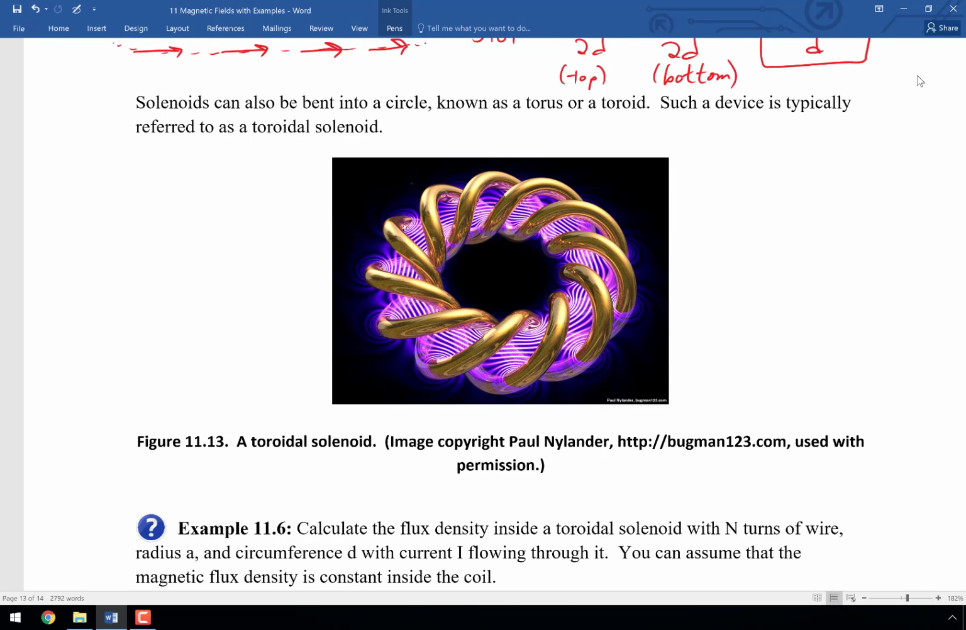Last thing for today, we can wrap the solenoid so that it bends back onto itself, makes kind of a donut. And that's known as a torus. Next time you're eating a donut, you think, oh yeah, this is a pretty good torus. Or a toroid. When we have a solenoid that's bent in the shape of a toroid, we often refer to it as a toroidal solenoid. So if you really want to impress your friends, you can just say, oh, I studied toroidal solenoids today.